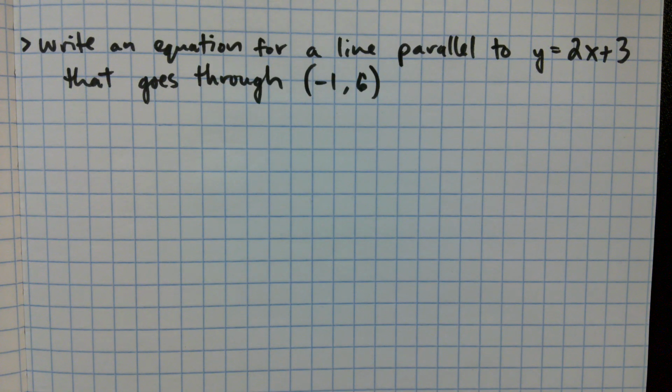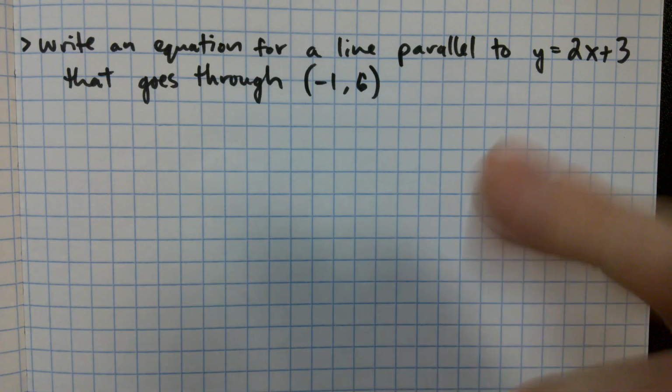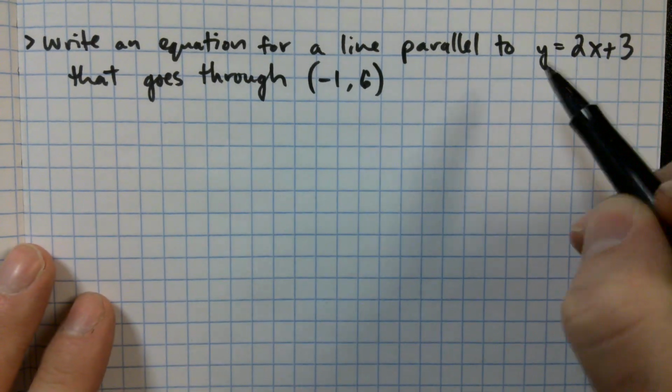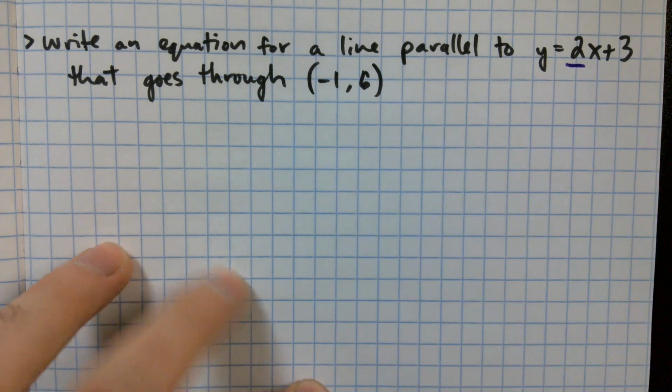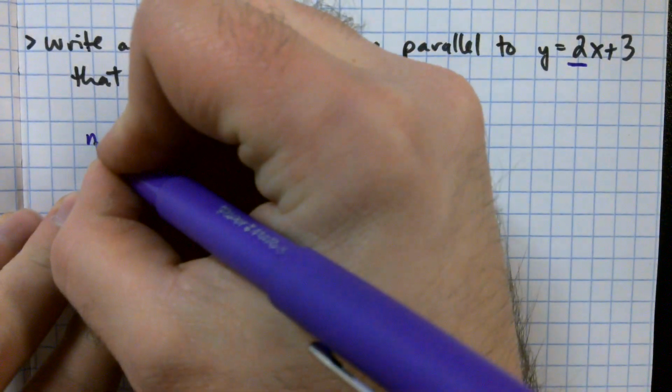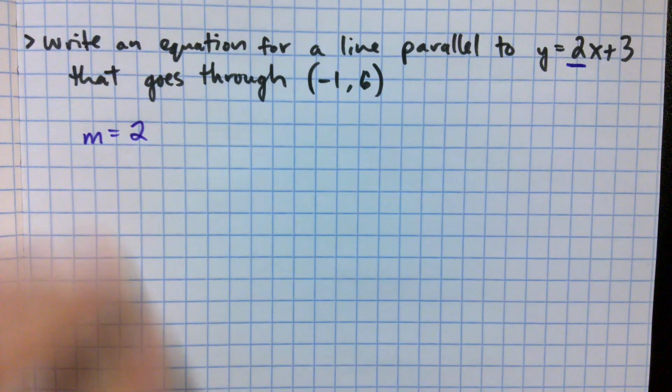Just like in all the problems we were reviewing earlier, what's the first thing that we need to do? Find the slope. We got to know the slope. I can't stress that enough. What is the slope of this line here? 2. So I know that my m is equal to 2.